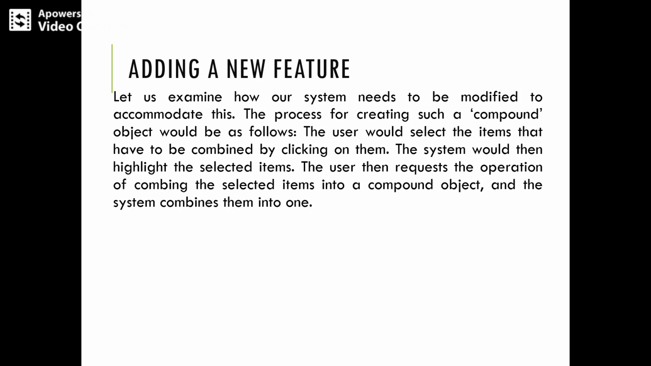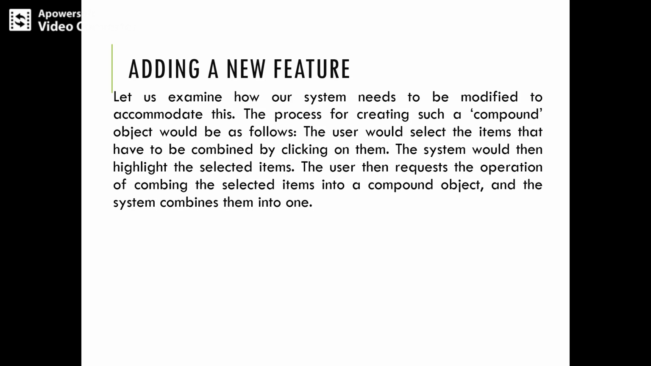The user would select the items that have to be combined by clicking them. The system would then highlight the selected items. Finally, the user requests the operation of combining the selected items into a compound object, and the system combines them into one. This would enable us to manipulate them, as we are adding a new feature.